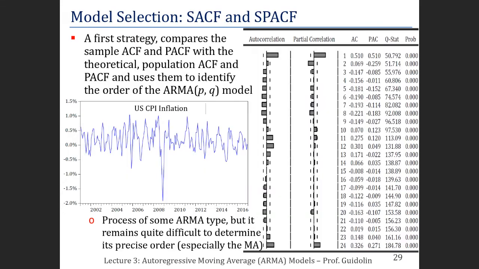Okay. So let me show you a real-life example. That's monthly CPI inflation in the US. The data are from 2000 to 2016, so it's 16 times 12 observations, like 200 observations, a bit less. So not a lot of data points, okay?